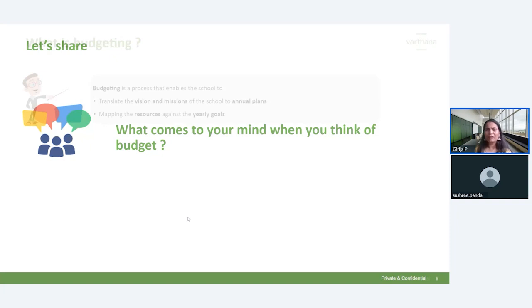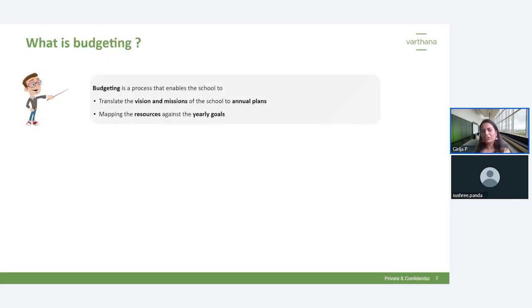So, a budget is the process which helps you translate your vision and mission into annual plans. When you have the annual plans and yearly goals, you assign resources against them to fulfill all this planning. For example, every year the Indian government comes with a budget.